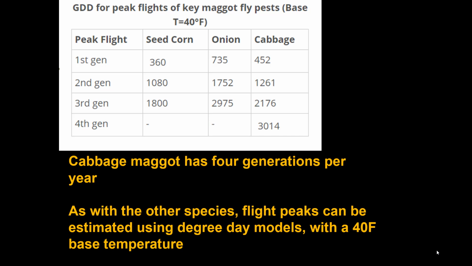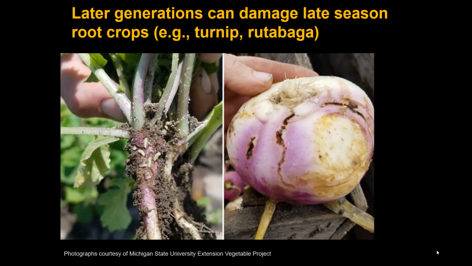This one has a fourth generation, so these are growing. GDD is growing degree days for these root maggot fly pests, all of which have a base temperature around 40 degrees. And so again, bringing up this idea that these are predictable. Later generations can be damaging to late season crops like turnips or rutabagas.